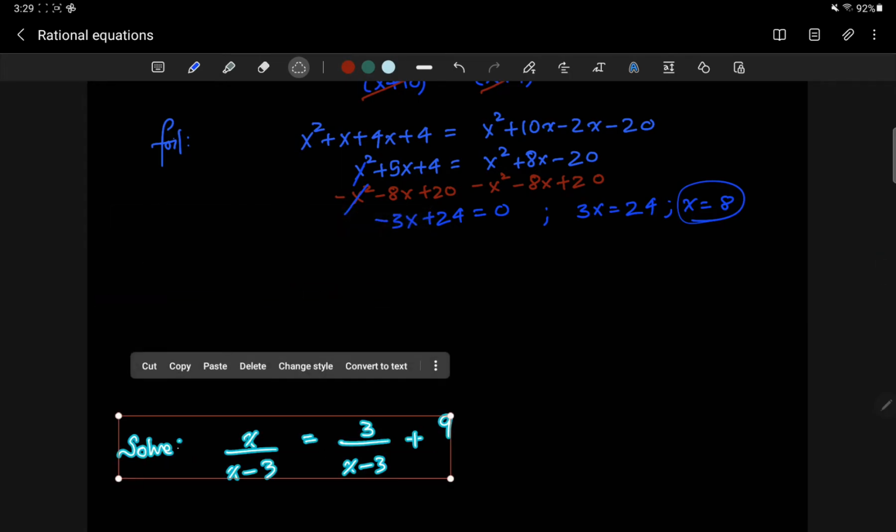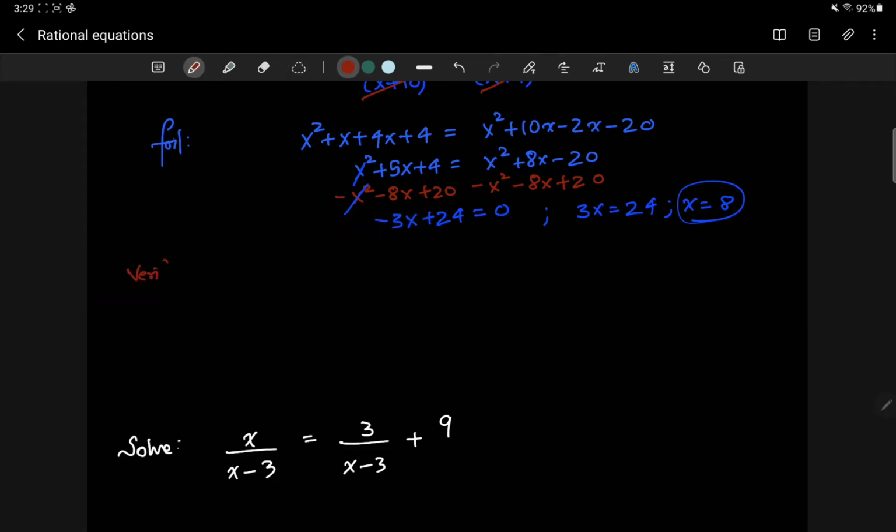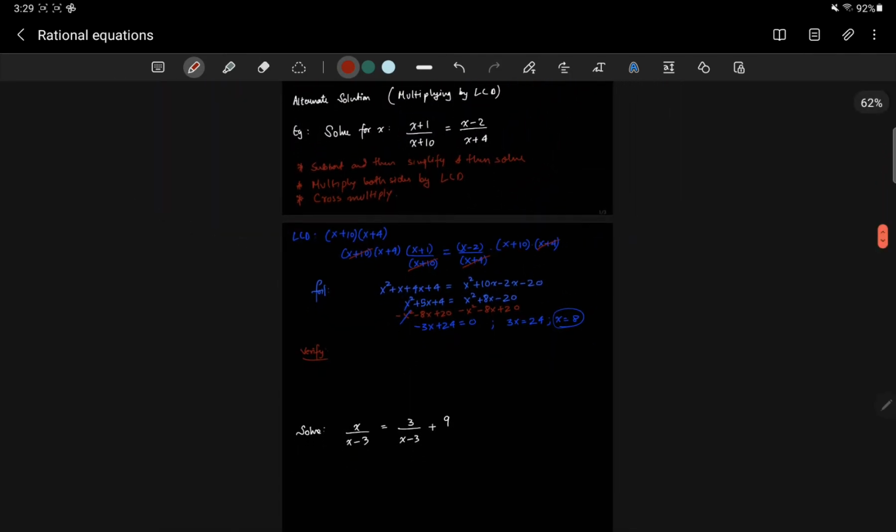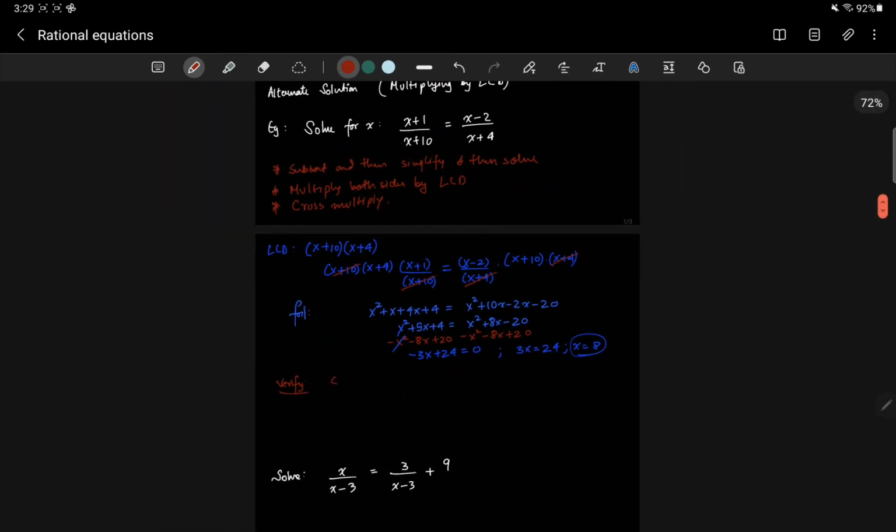Now once you have that, we have to do our little verification here. So if x is 8, then I have 8 plus 1 over 8 plus 10, which is 9 over 18, which is 1/2. And then 8 minus 2 over 8 plus 4 is 6 over 12, which is 1/2. So they match up, which means the solution is okay.